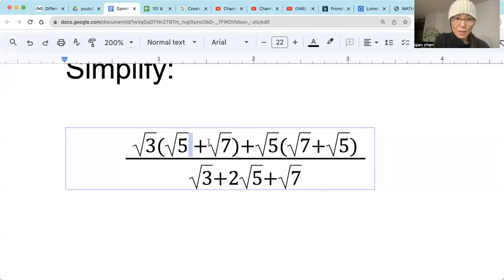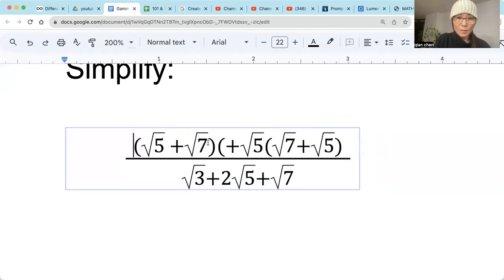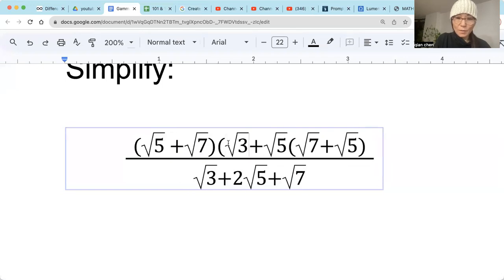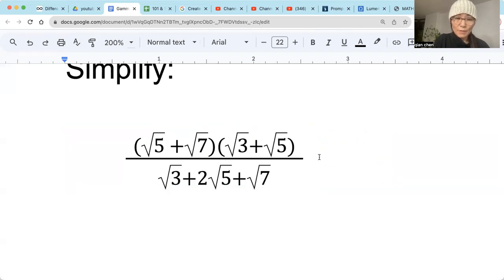Now you see I have common factors. Square root of 7 plus square root of 5 is a common factor. So then I can rewrite this as square root of 3 plus square root of 5. So this becomes a common factor now. So the numerator, I have two factors now, right? How nice. What about the denominator?